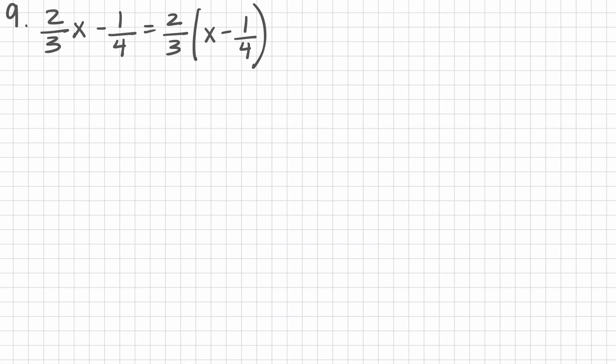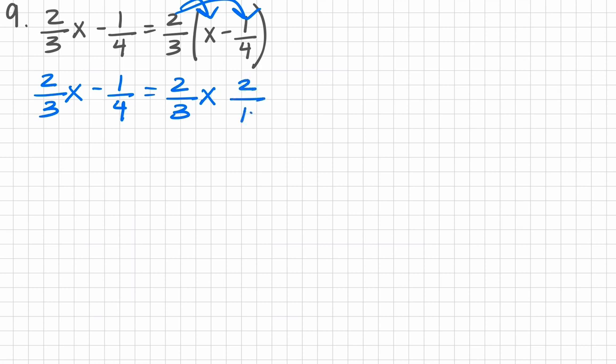For number 9, we have an equation involving fractions. So we are going to try to simplify as much as we can. So on the left side, it's simplified, but on the right it is not. So let's just drop down everything on the left side. 2 over 3x minus 1 over 4 is equal to 2 over 3x. I'm distributing what's on the outside to the terms that are inside of the parentheses, and that is 2 over 12.